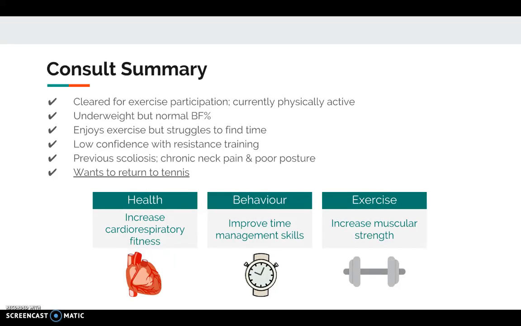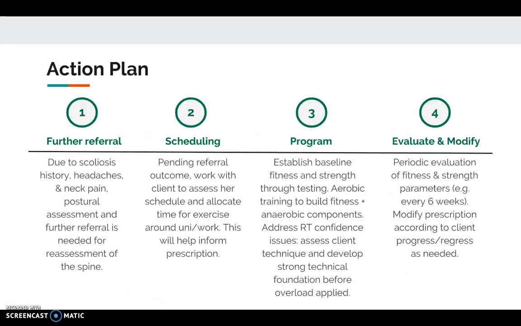In summary, my client was cleared to participate in exercise and is already active. She is underweight, however has a normal body fat percentage. She loves exercise but struggles to find more time and lacks confidence with heavy resistance training. She was diagnosed with scoliosis but discontinued therapy after 6 months. Since stopping therapy, her pain has increased and her posture has worsened. 3 goals were established: increase fitness, improve time management, and increase muscular strength.